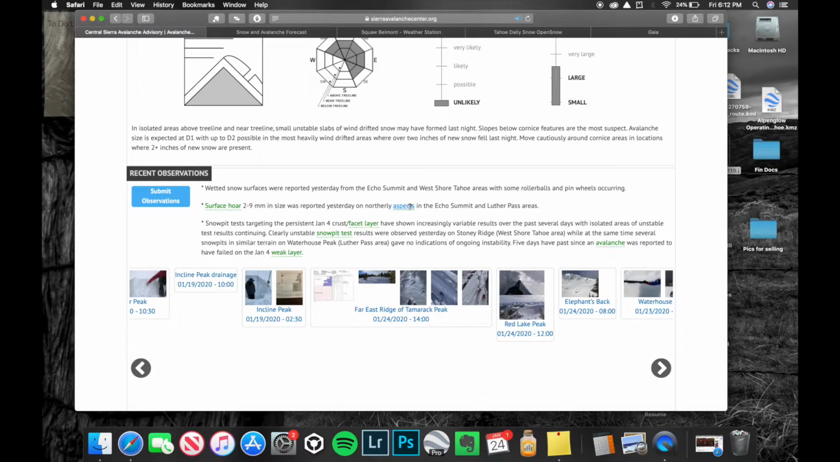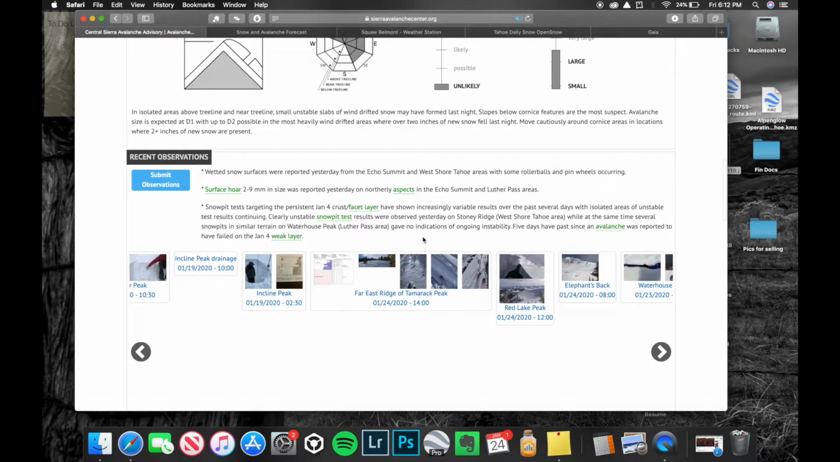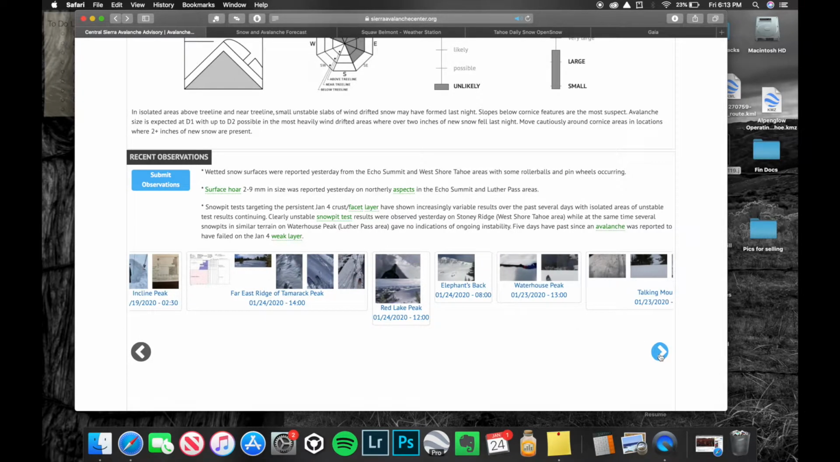And then another really important thing is looking at recent observations. And I like to look at observations, to know about stability that's going on in the snowpack, and also where to find good snow. And so the Sierra Avalanche Center lists all of the observations that have been posted by date right under the recent observations there, and they have pictures if they've been posted.